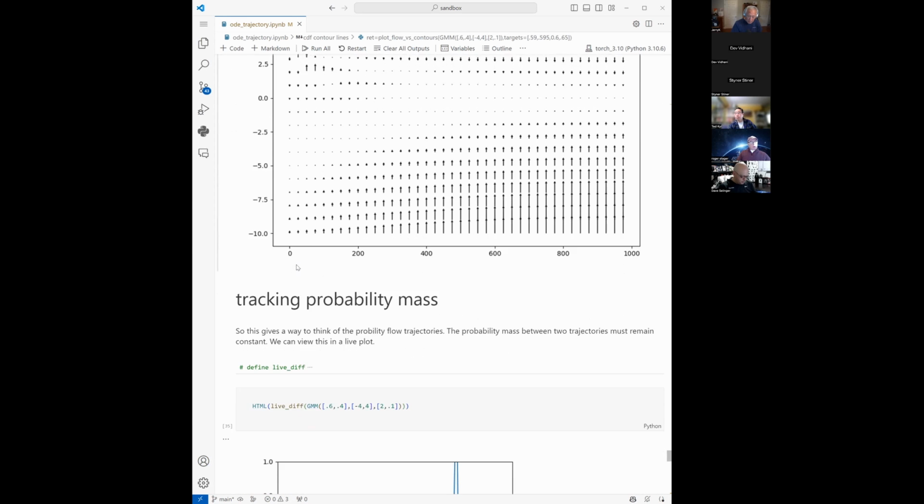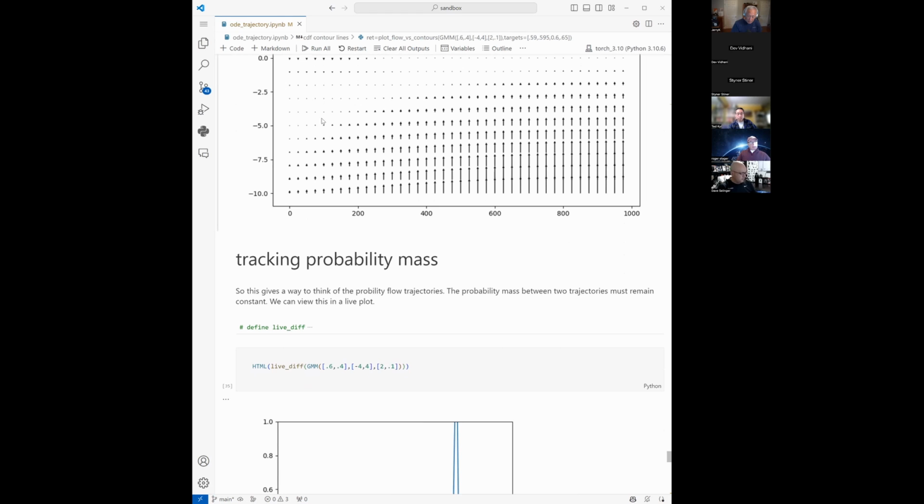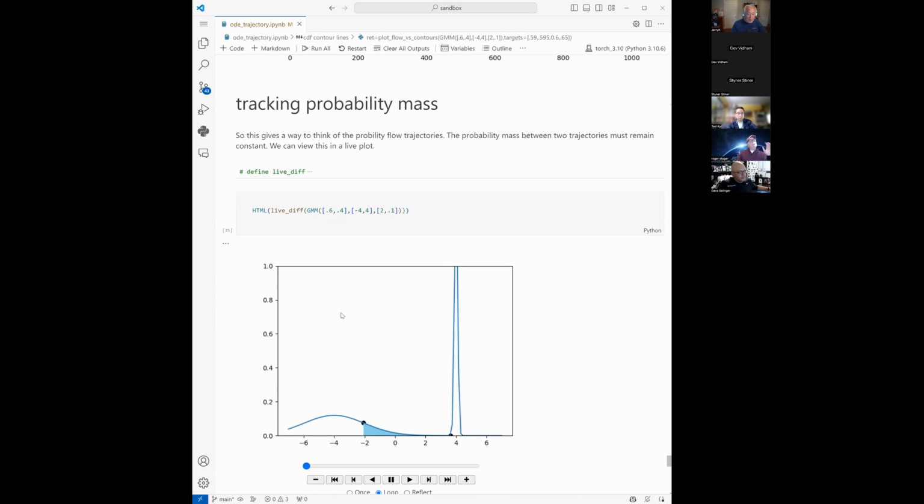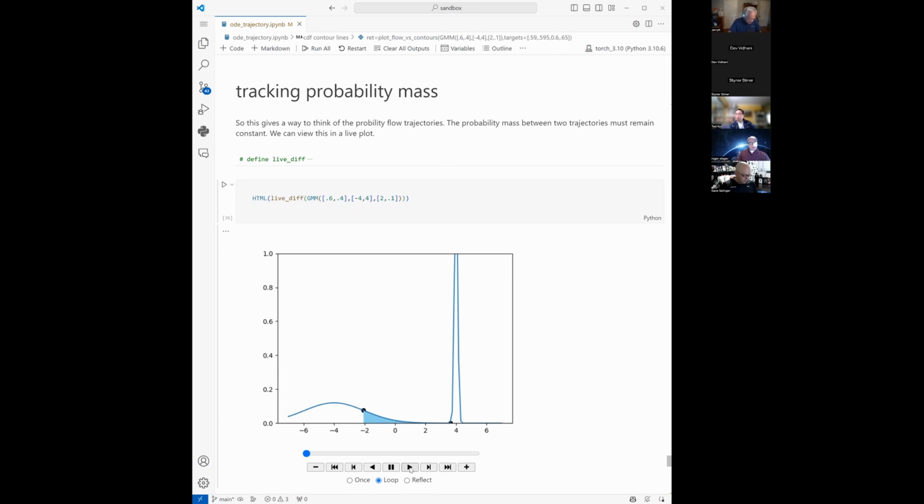Okay, so here then, looking at that, I said it gives us a different way to think about it. The probability mass between two points that are on two contours, either contour lines or the probability flow lines, has to remain constant. And so I looked at it this way.